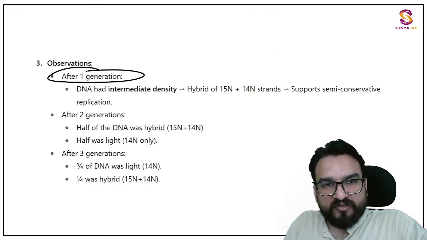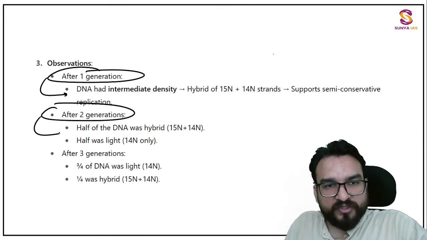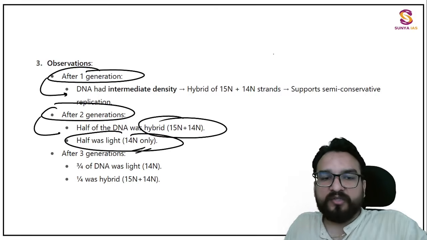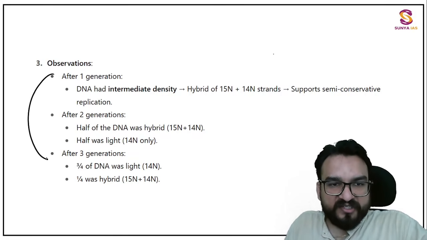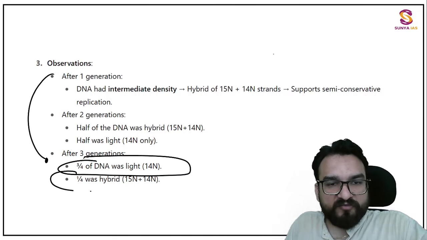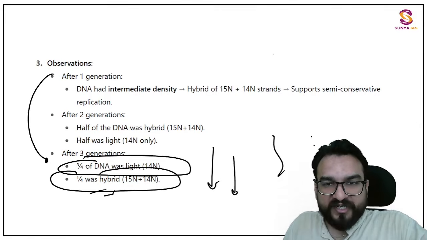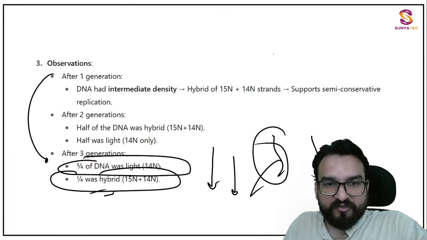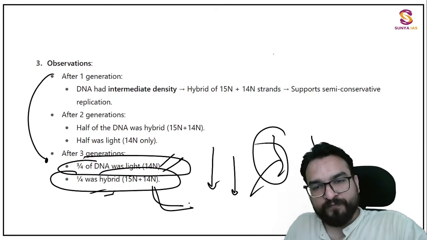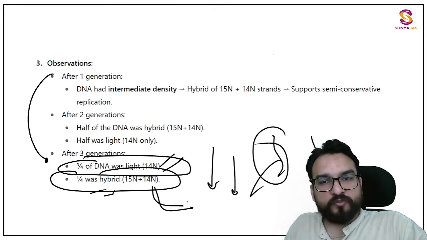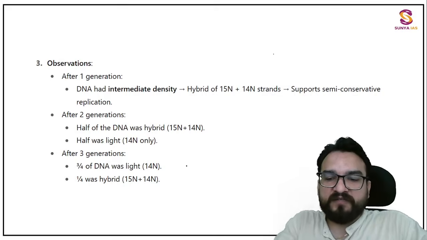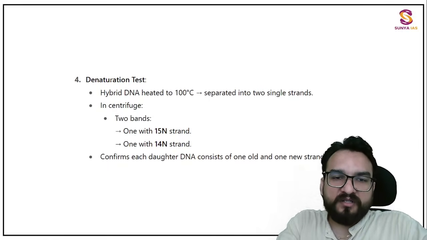So right now, after one generation, you will be writing like this. After 2 generations, what will be happening? A hybrid, and half was light only, 14N only. After the 3rd generation, you will be finding 3/4 will be 14N and 1/4 will be hybrid. That means the ratio is going down, and in semi-conservative replication the earlier strand of 14N is also being utilized, and a new hybrid is also being created over here. So this observation is supporting the semi-conservative model.